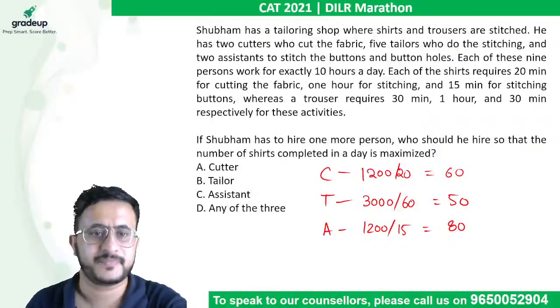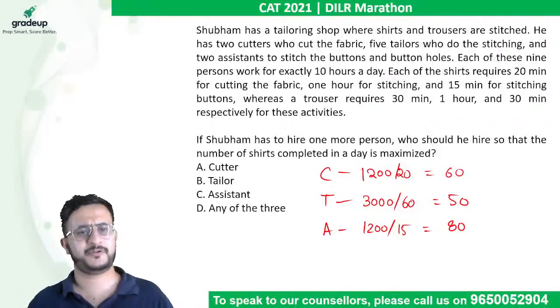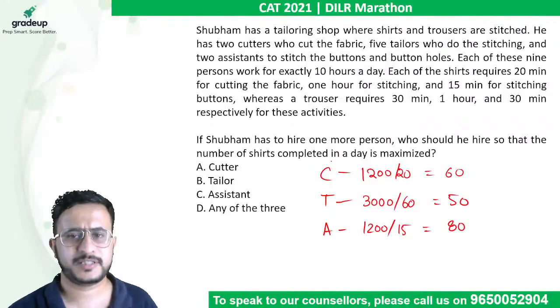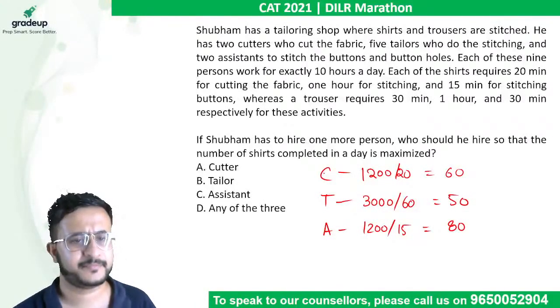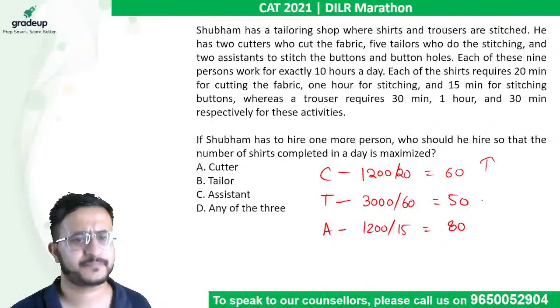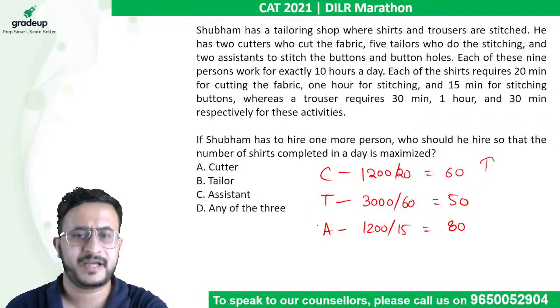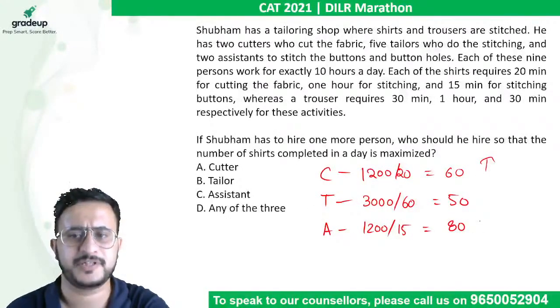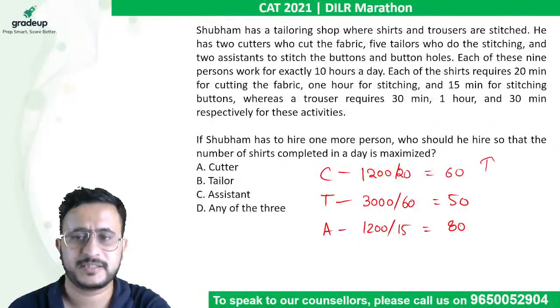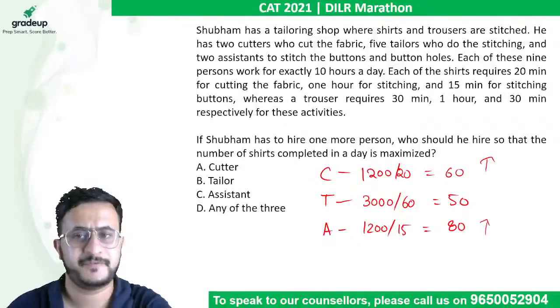See this thing. Now he has to maximize the number of shirts. He has to increase the number of shirts. If he hires a cutter, what will happen? This number will go up, but the number of shirts will remain 50 only. But if he hires assistants, this process's output will go up, but the number of shirts will remain 50 only, right?